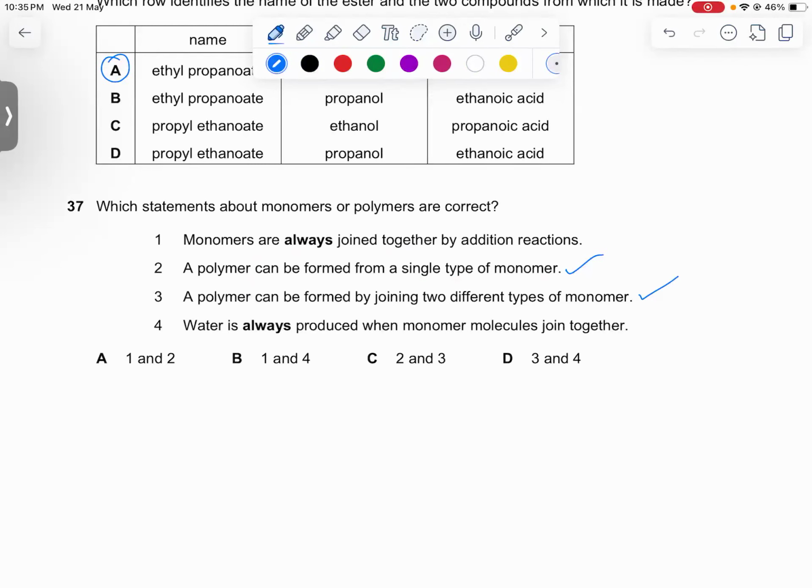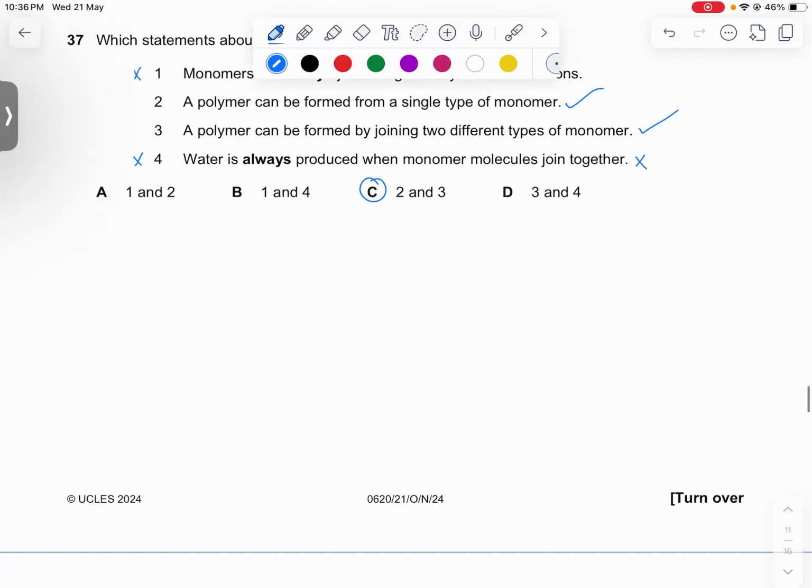That is also true. So the third option is also true. Water is always produced when monomer molecules join together. That is not true. In an addition reaction, water molecules are not produced, and addition reaction is not always the way polymers are made. So 2 and 3 are not 100% correct. However, the statements are correct, but "always" is not the right word. All right, so the answer is C.